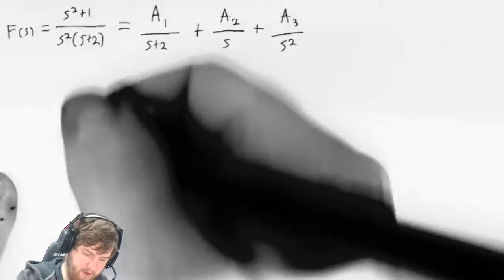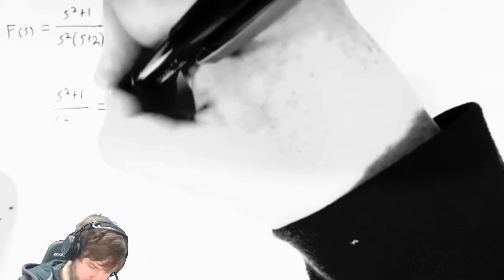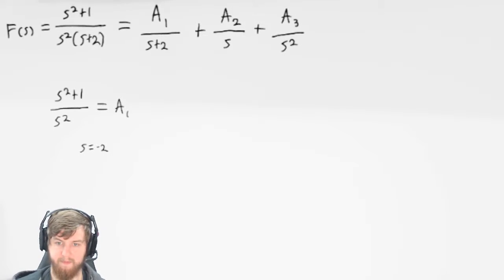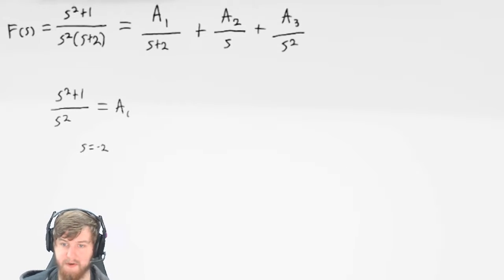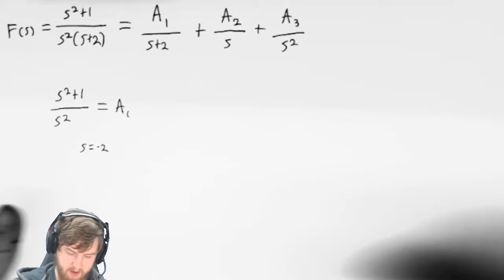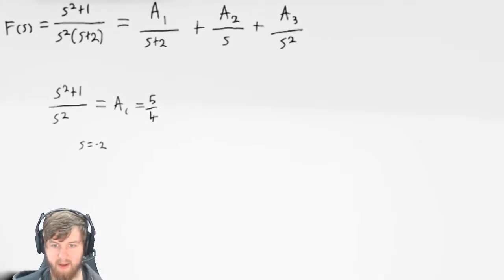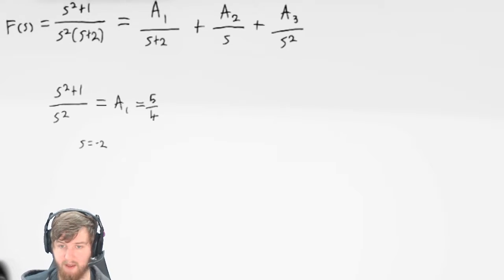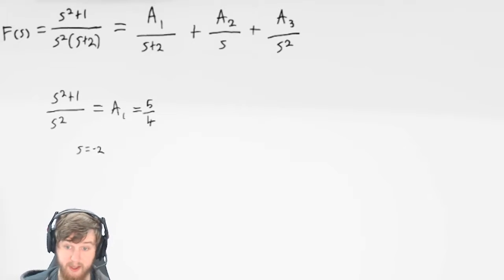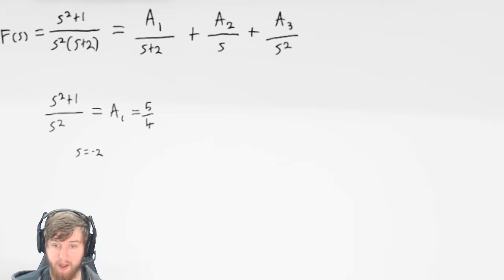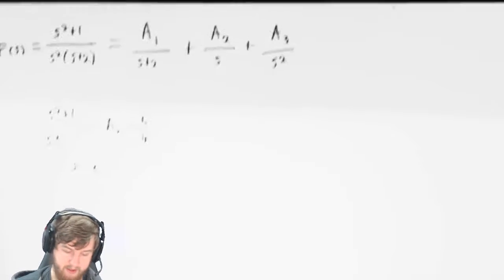So let's do that for a1. We have s squared plus 1 over s squared is equal to a1 if we set s equal to negative 2. So we covered up the s plus 2. If we plug all that in, that comes out to 5/4. So I have negative 2 squared plus 1 is 5, over negative 2 squared, which is 4. So that's really easy. We can just pull out a1 like that.